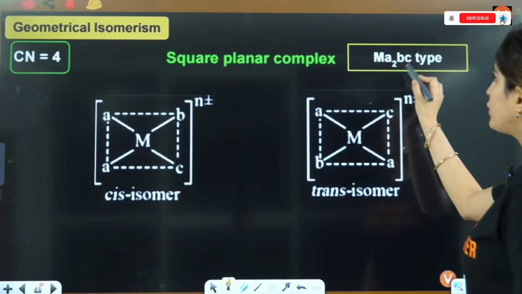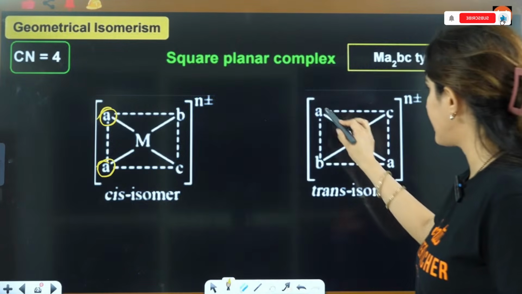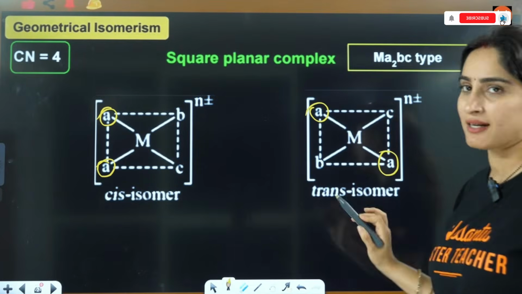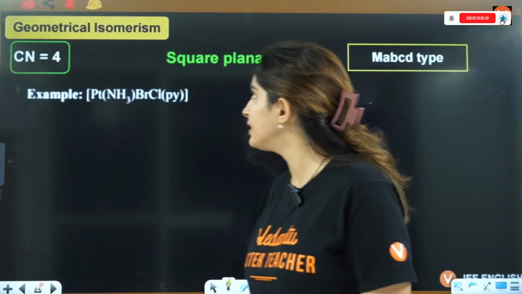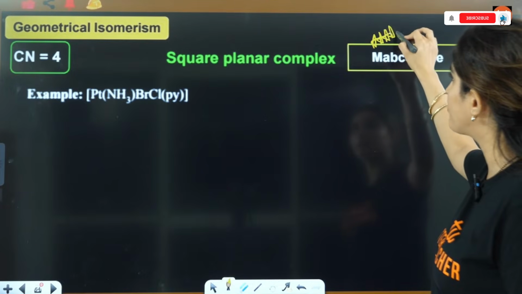Then MA2BC. In this case A and A are next to each other, so it's cis. A and A are opposite to each other, so that is trans. Here also we can define. Then if we talk about this one, it is very important.